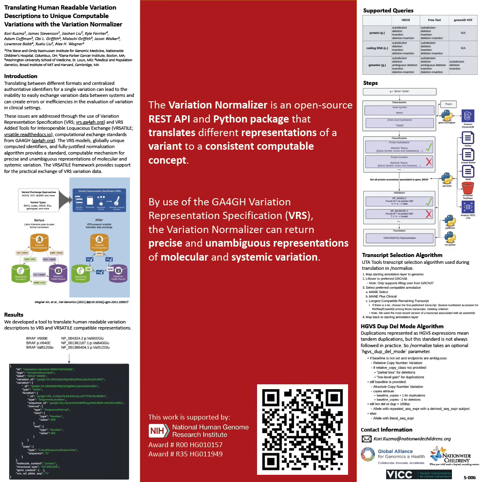We've developed the Variation Normalizer, an open-source Python package and REST API to translate human-readable variation descriptions to VRS and VRSATILE compatible representations. Here you can see many different ways to represent the same variation concept. The variation normalizer is able to return a single variation descriptor object with the same VRS variation. The variation normalizer supports HGVS, free text, and gnomAD VCF queries. The variation normalizer works in 4 main steps: tokenization, classification, validation, and translation.